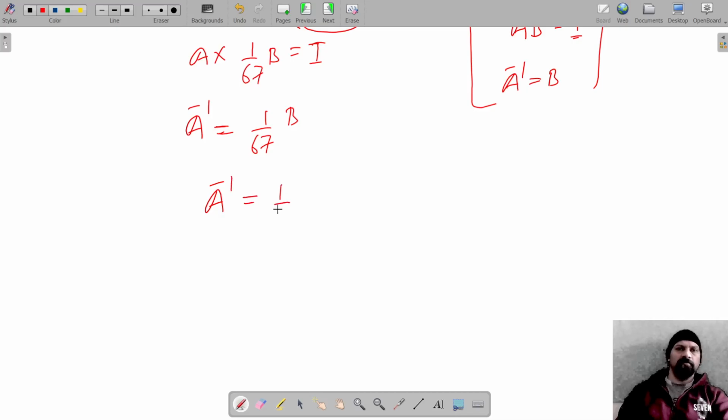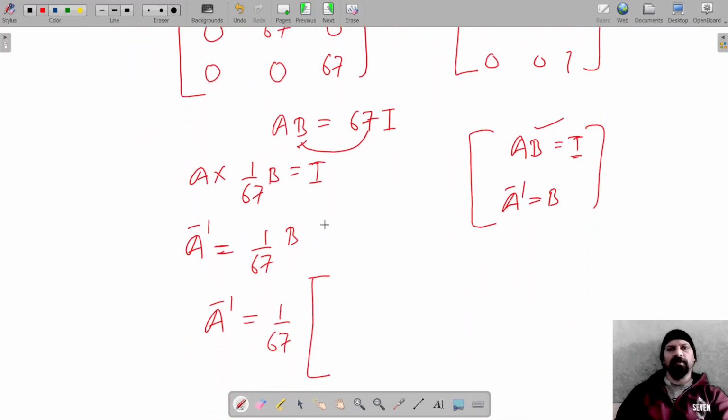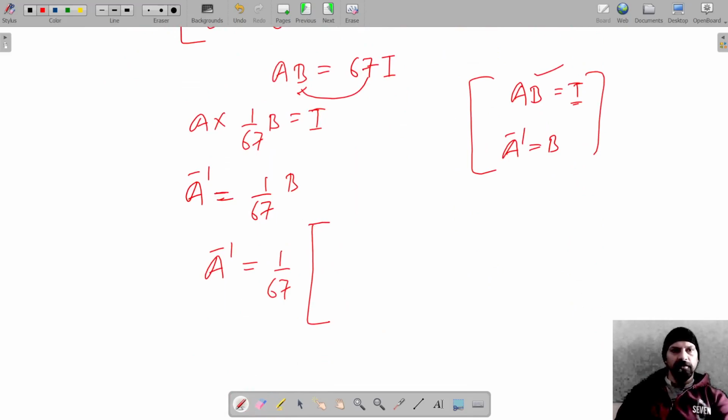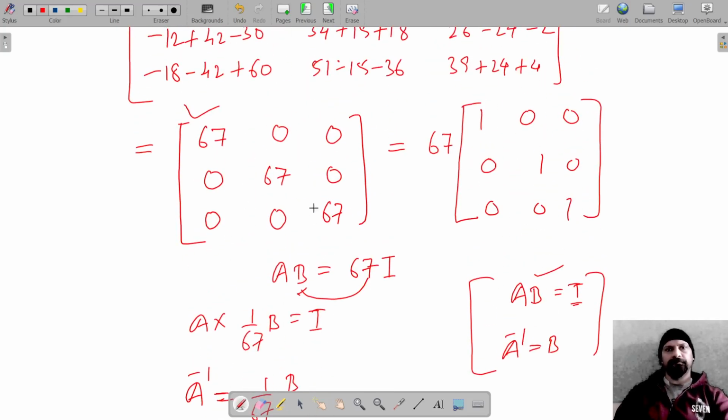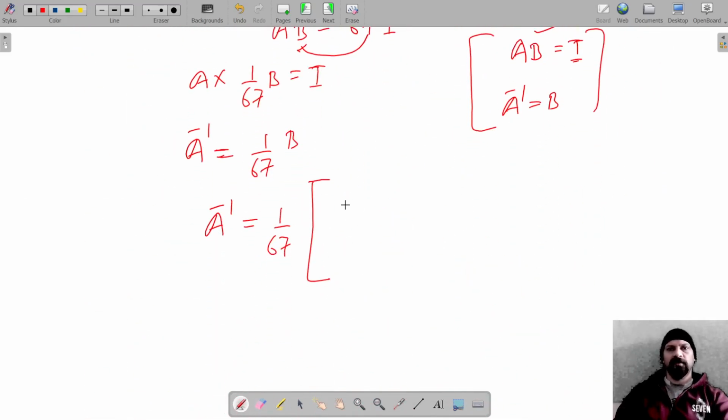So A inverse is equal to 1 by 67. Let's write down the B matrix. The B matrix was this: negative 6, 17, 13, and 14, 5, and negative 8, then negative 5, 9, and negative 1. Okay, this is our B.